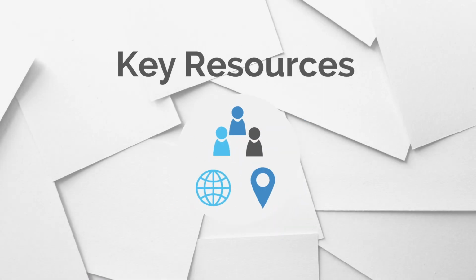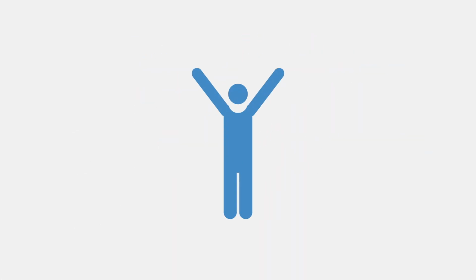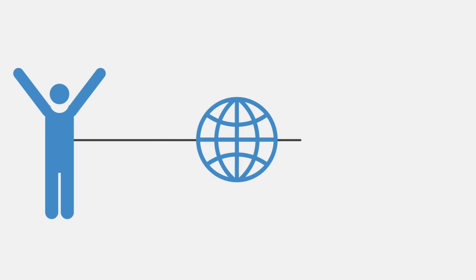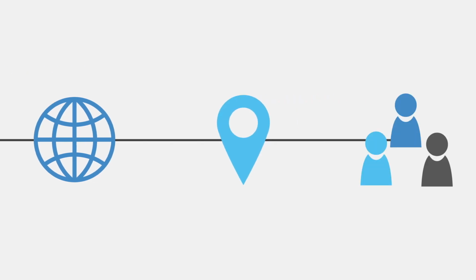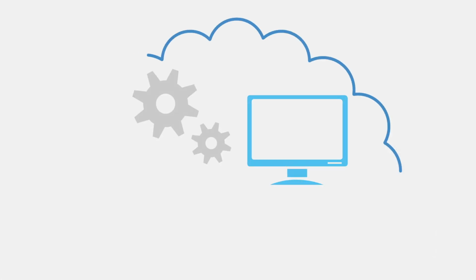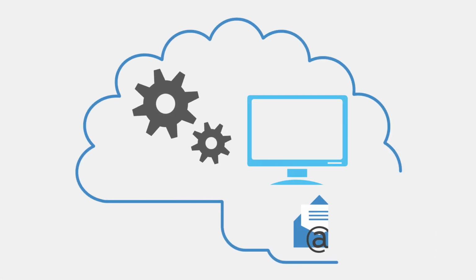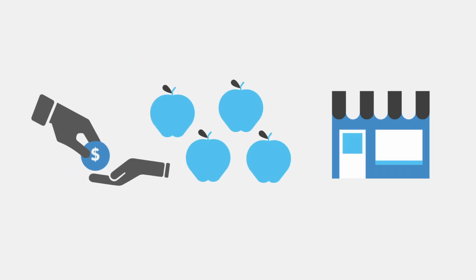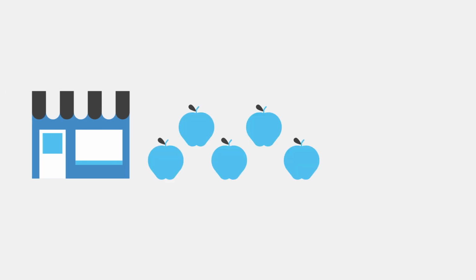Key resources. You have to think about all the things that are indispensable for your success. Is that your website? Your physical store? The people who work with you? Key activities. Think about all those activities indispensable for the operation of your idea. For example, if you were selling apples to a local store, an indispensable activity could be apple picking.